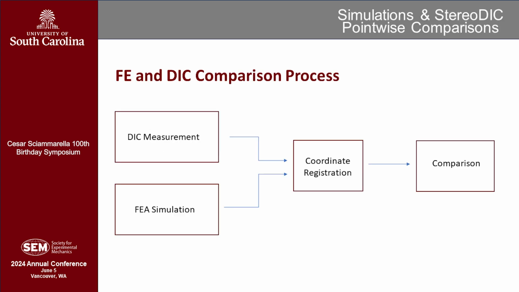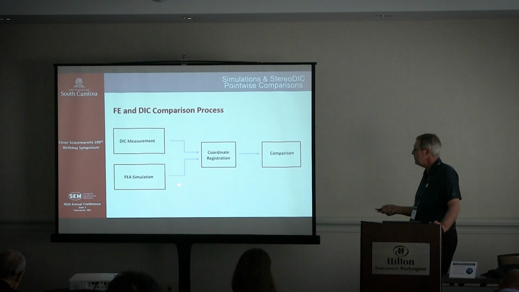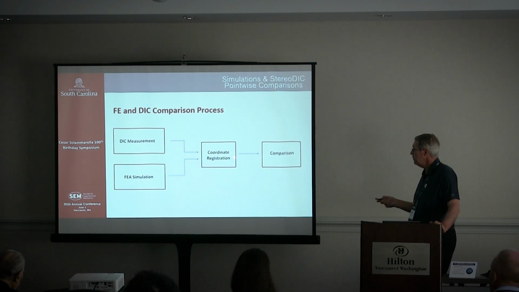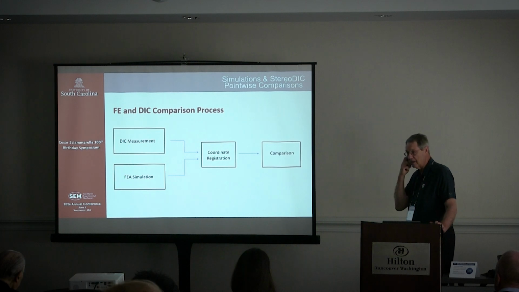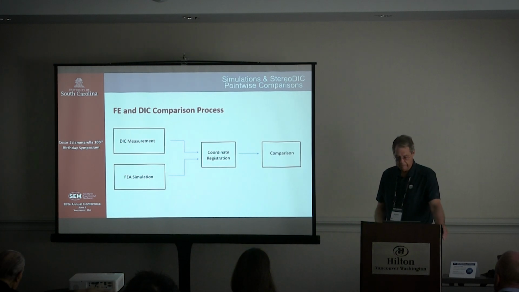So as we all know, the process is straightforward. You have some DIC measurements. This of course is going to be DIC full field data here. You have an FE simulation that you're going to perform for the same geometry with material property that you're estimating. To compare those, you got to go through a coordinate registration process, and once you've done that, you then compare them as best you can in a full field manner typically. So nothing new there. This is the standard approach that we've been using for years.